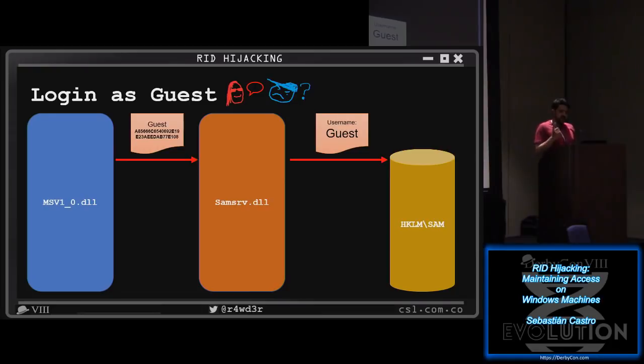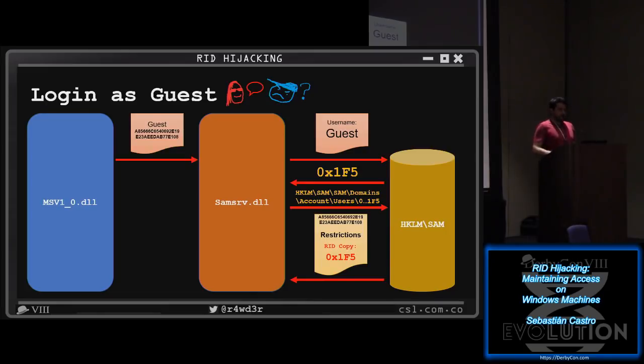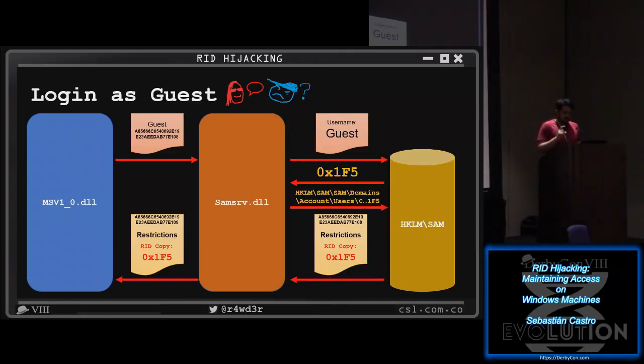Now the SAM server queries the SAM database looking for the associated guest key. It determines that the guest account has the RID 501, or 1F5 in hexadecimal base. So the SAM server queries the SAM again, but now consulting the 000001F5 key. Now the process retrieves the security data related to the user, including this RID copy I told you is important. After that, the SAM server sends this information back to the MSV1 authentication package, and this guy does his job.